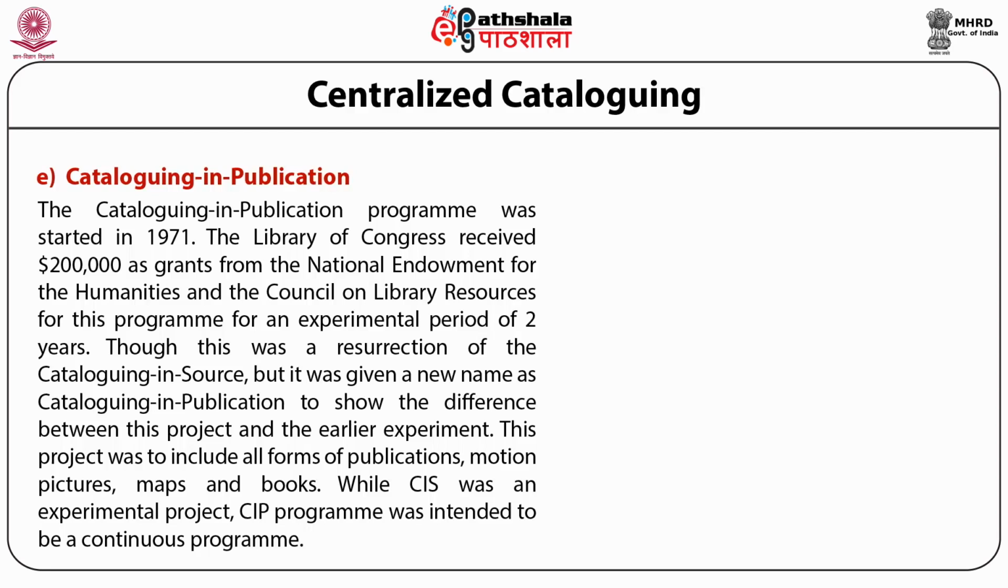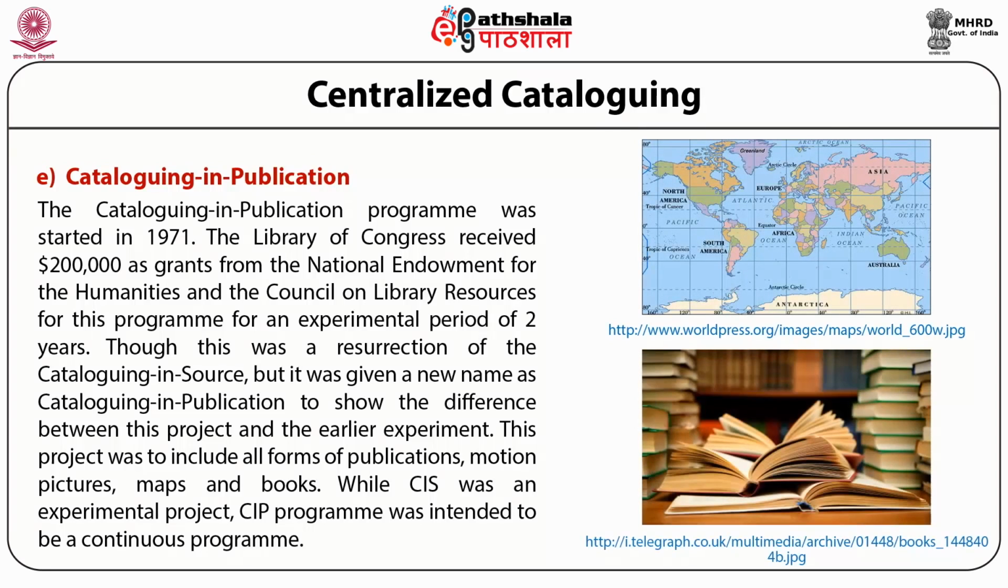Though this was a resurgence of cataloging in source, it was given a new name, cataloging in publication, to show the difference between this project and the earlier experiment. This project was to include all forms of publications: motion pictures, maps, and books. While CIS was an experimental project, the CIP program was intended to be a continuous program.